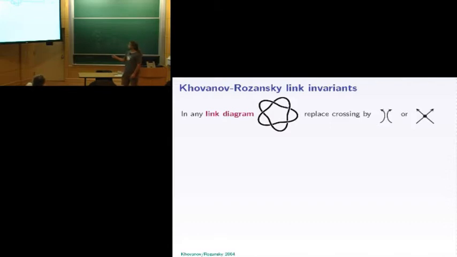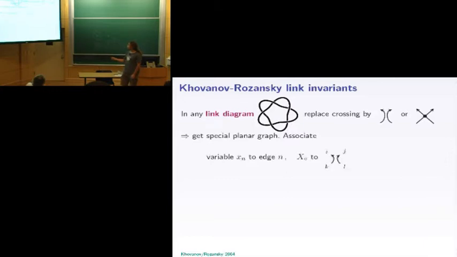So take, say, this crossing, replace it either by this or by this. And in this way, we get an oriented planar graph that has only 4-valent vertices, namely precisely these. And then, given such a graph, we do this for all the crossings. We number all the edges in that graph, and to the nth edge, we associate the variable xn.